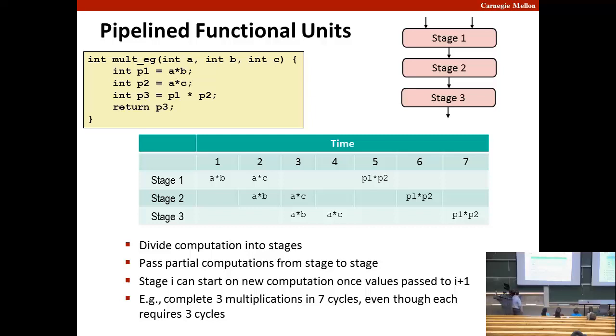P3 can only happen after both P1 and P2 are available. So if we look at this over time, A times C and A times B can be in the pipeline. Then, once that happens, and A times C is available, we now can multiply P1 times P2, and those can go through. So our program sort of has two phases, right? The first independent phase, and the second phase which is dependent upon that.